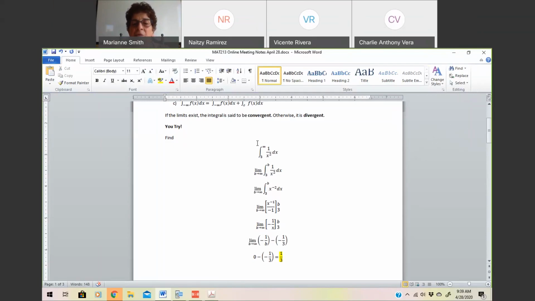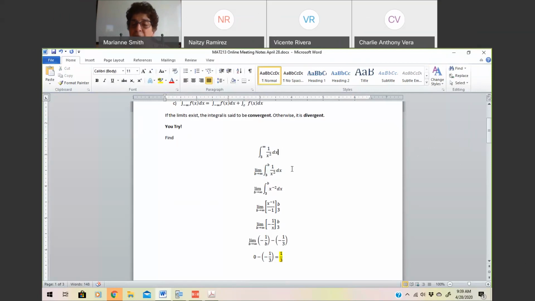Okay. So here was our original integral from 3 to infinity of 1 over x squared dx. I have an infinite upper bound. So I'm going to replace the upper bound infinity with b, and I'm going to take the limit as b approaches infinity of this integral.